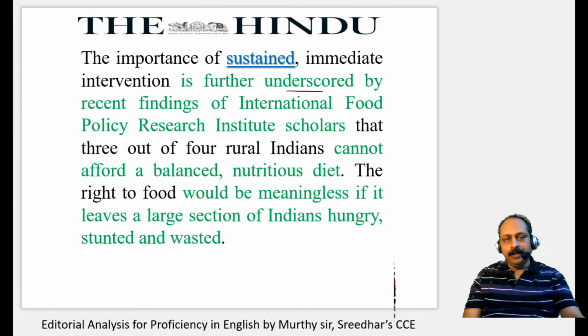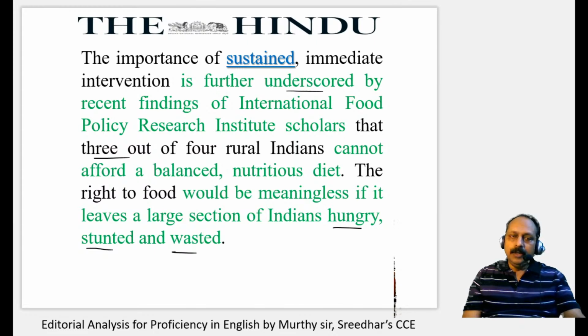This is really disturbing. According to another source, 3 out of 4 rural Indians can't afford a balanced, nutritious diet. That is not a good thing. The right to food would be meaningless if it leaves a large section of Indians hungry, stunted, and wasted. We talk about right to food. It becomes meaningless if it leaves a large section of Indians hungry, stunted, and wasted. So it reiterates the same thing.